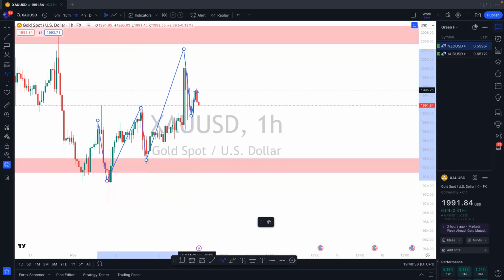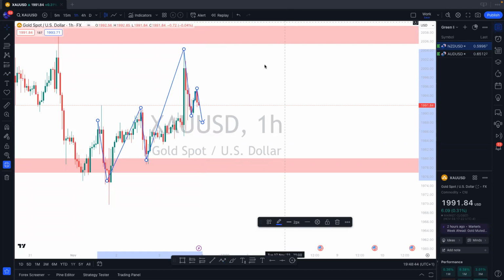Then it started another impulsive move here, but then it stopped halfway and then it started selling to the downside. That's why I say I don't like the structure on gold. Because currently we're in between. The last market structure we had was a bullish market structure on the 1 hour time frame. But at the same time, price is actually more or less in between now.